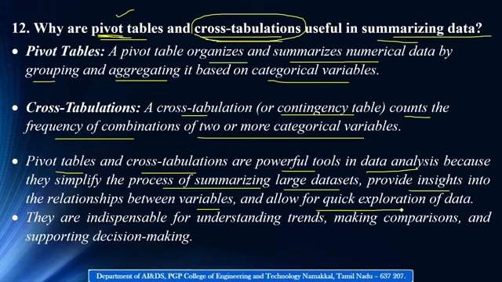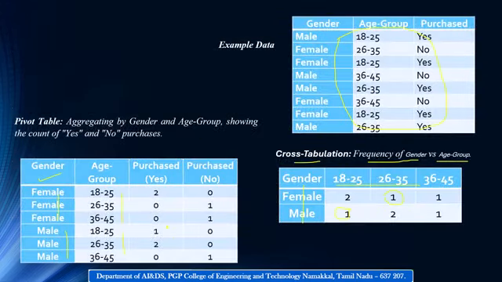So they are indispensable for understanding the trends, making the comparisons, and supporting the decision making. What is the meaning of indispensable? In Tamil, it is தவிர்க்க முடியாத. So this is how the pivot table and cross tabulations are used for summarizing the data. Depending upon the part, if this question is asked in part A, you can answer in such a way. If the same question is asked as 8 marks or 16 marks, you have to elaborate the things. That is in your hand.